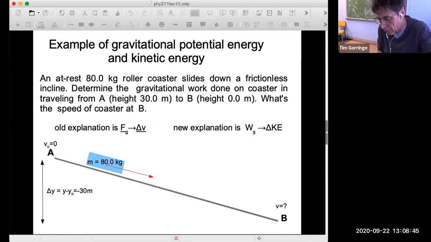This is a problem we could have done with that old-fashioned, fuddy-duddy force perspective. Now we're going to do it with this new, innovative, intriguing energy perspective. So this is a problem that can be solved from two perspectives, two ways of thinking about it: forces creating motion, or work being done and increasing kinetic energy. Both methods give us insight into what's happening in this example of a moving object.